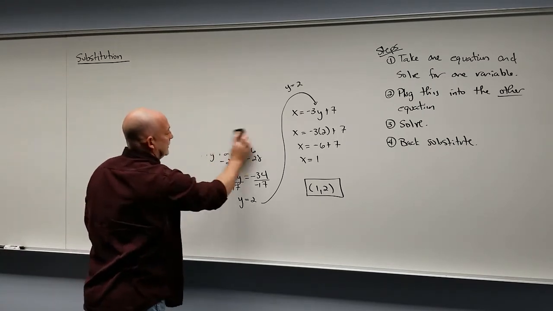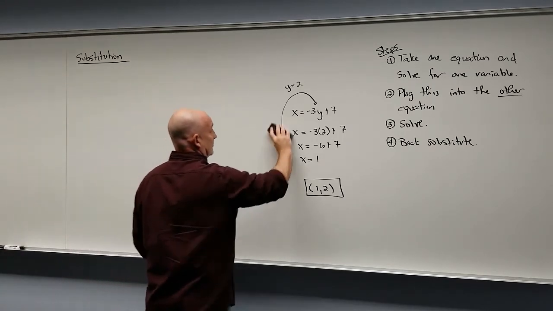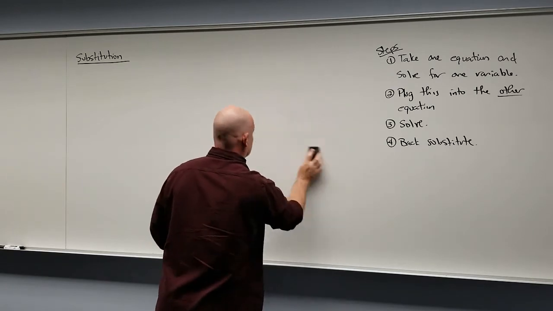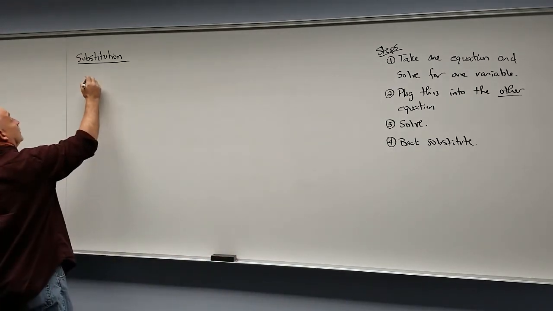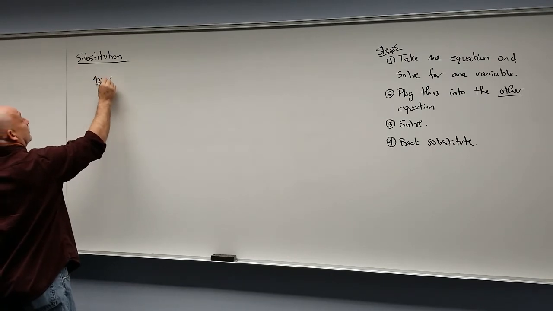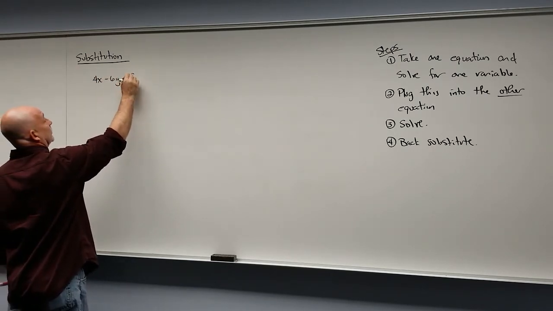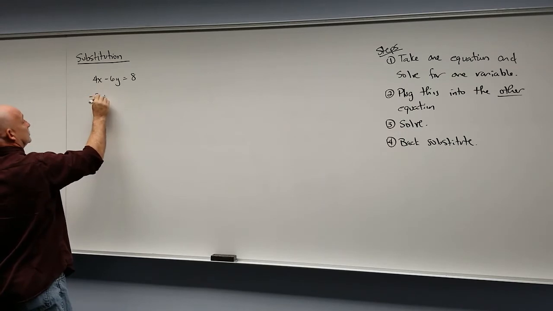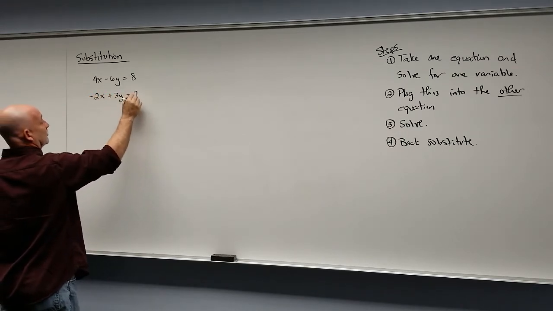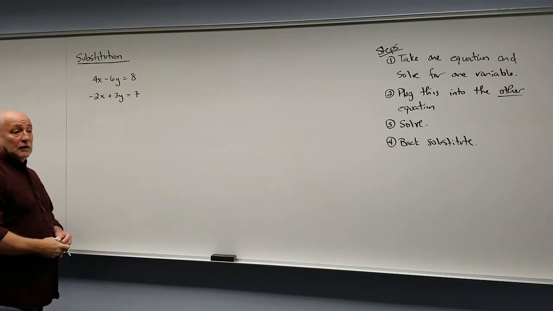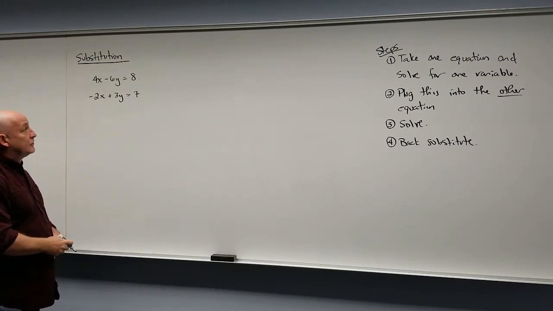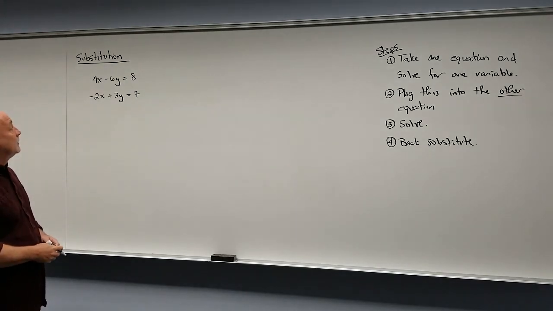Let's go with 4x minus 6y is equal to 8, and negative 2x plus 3y is equal to 7. All right, again, take a second and see if you can solve this system. All right, if you're back, let's see how you did.